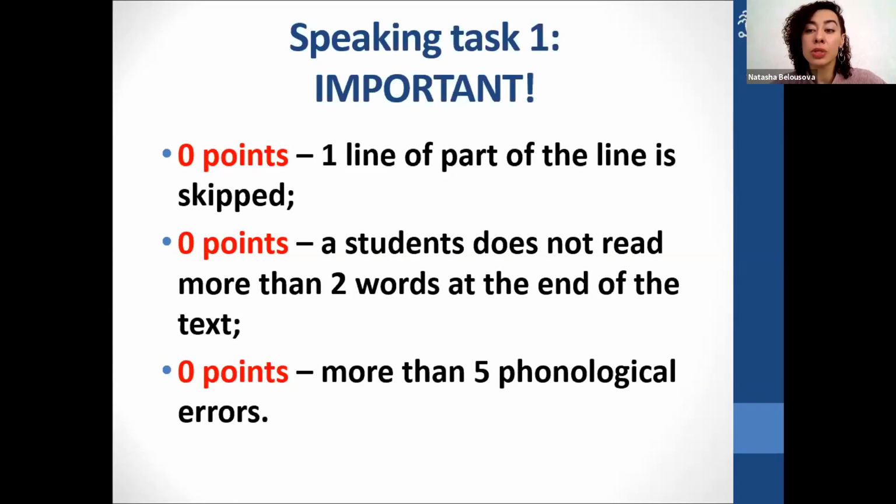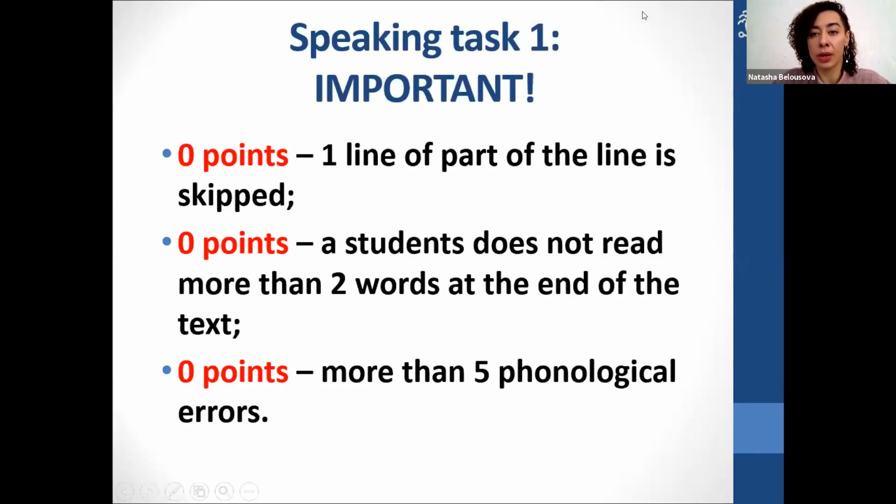So if the student does not read, you can see it on the screen, more than 2 words at the end of the text, then that's 0 points. If just 2 words, 2 words maximum, and everything else is fine, then the students will get 1 point anyway. And I have already said about 5 phonological mistakes.